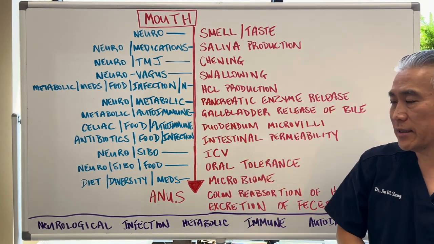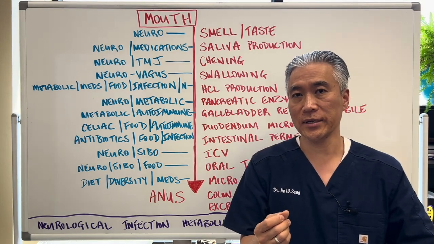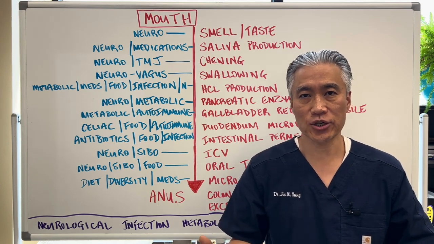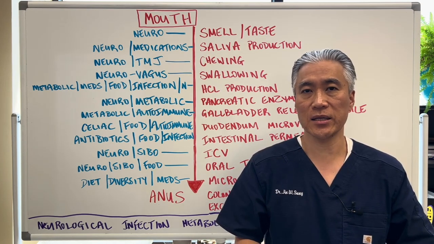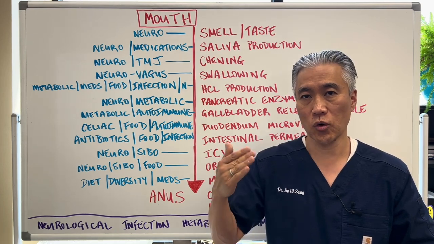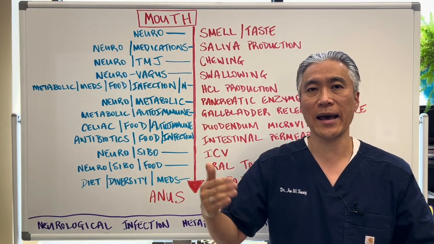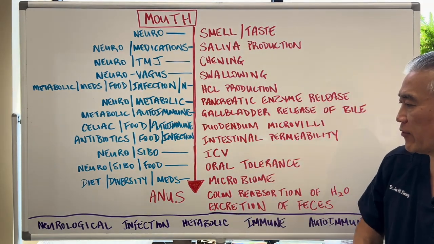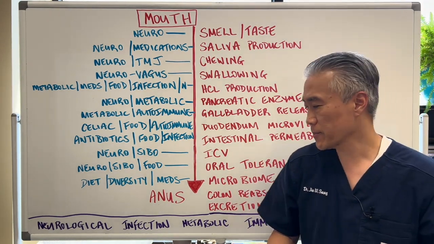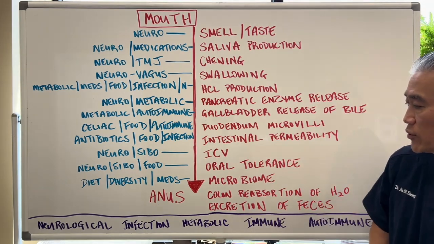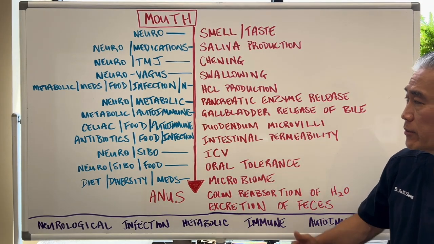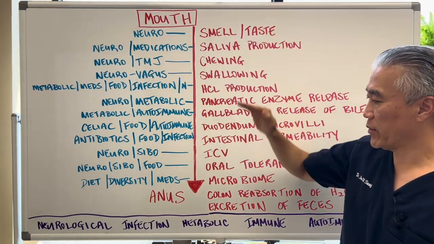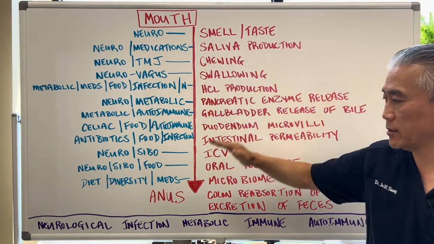Oral tolerance: these are the individuals that come in and they can only eat maybe 10 different types of foods. Anything else they eat, they have a reaction to. It's because of a restrictive diet they've been following for long periods of time. And over time, they eliminate foods rather than add foods back in, and they lose oral tolerance. Also, you have what we call microbiome diversity issues. And then you're going to have colon reabsorption issues of water, and then excretion of fecal matter. So we like to look at it from north to south, mouth to anus. In this case, really brain to anus.